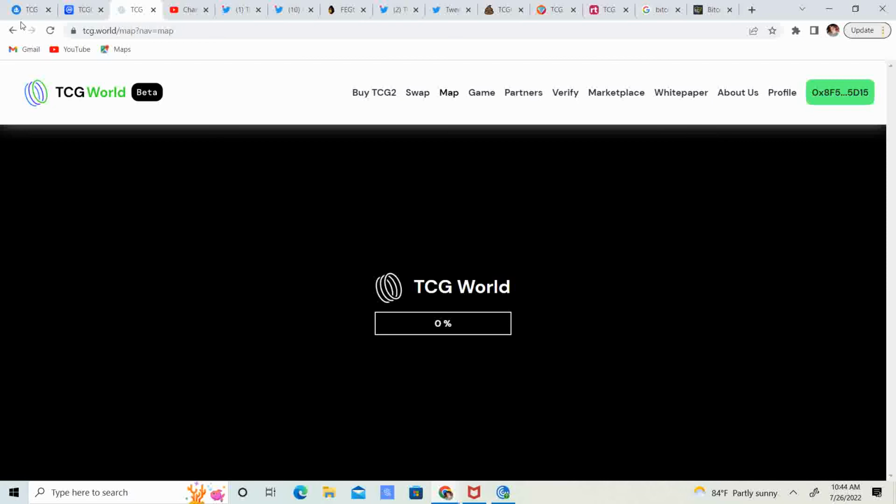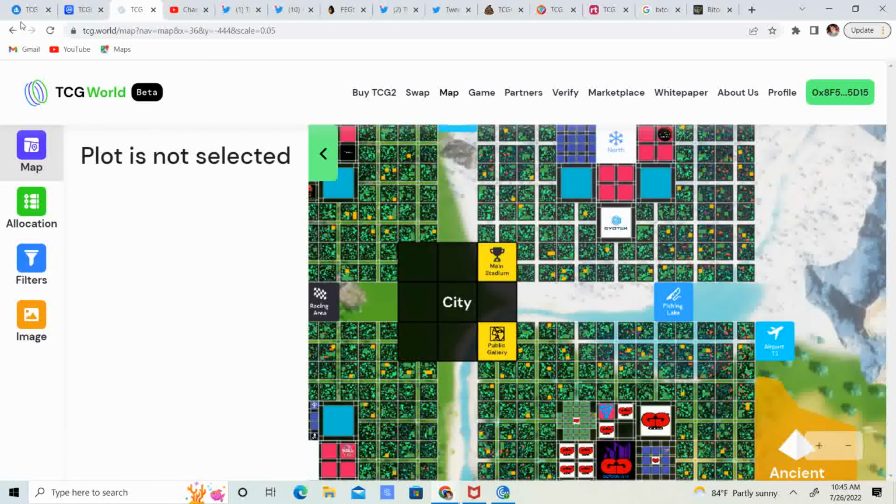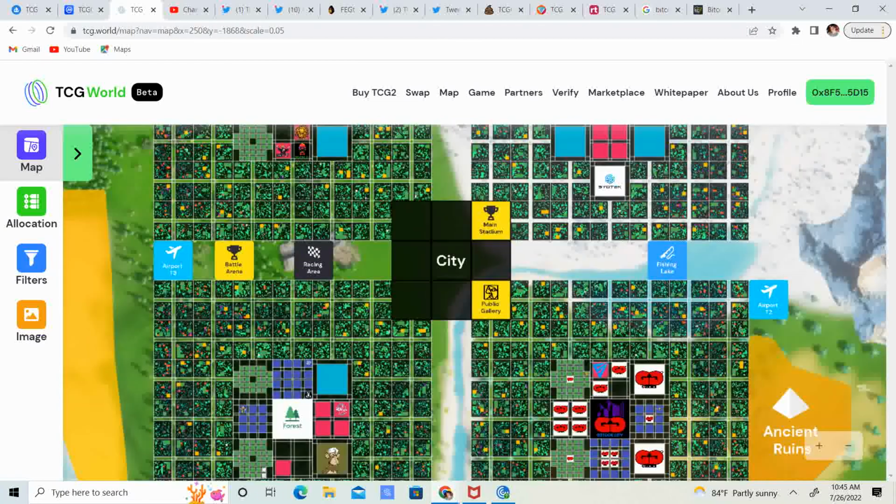So keep in mind, you can buy the TCG2. It's live on Uniswap now. If you have like a Uniswap version or Polygon or Ethereum version, you can swap them. You have to verify who you're talking to. So that's all at the top over there.